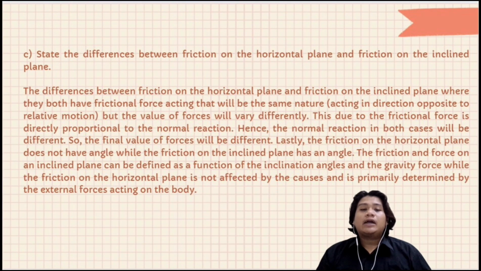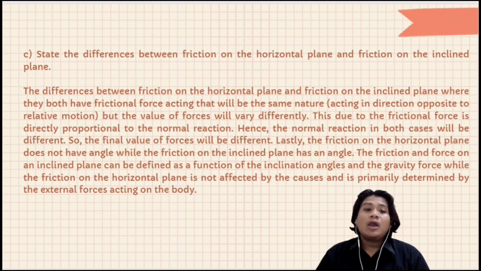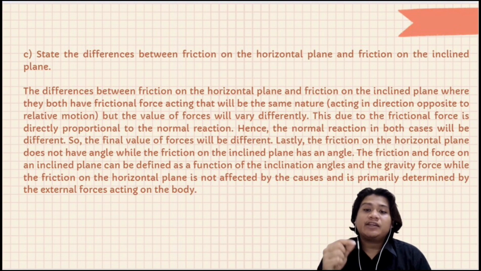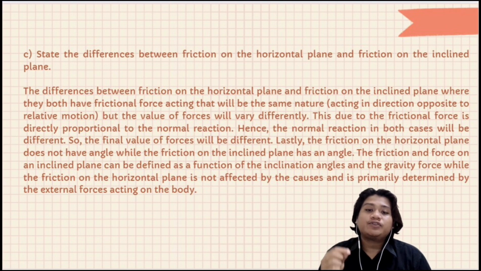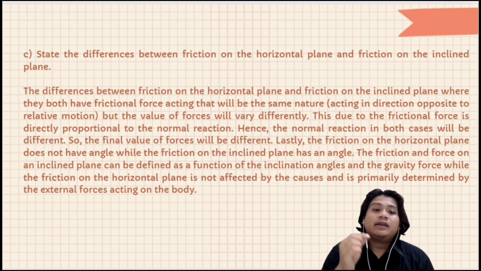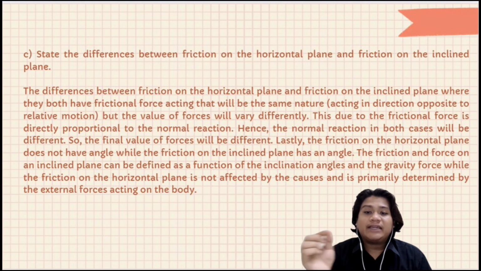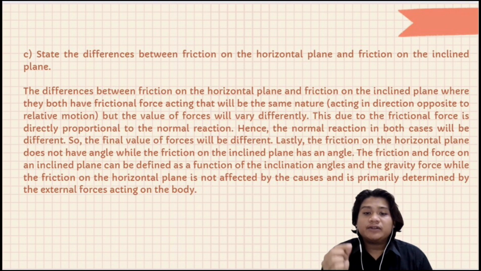So, question C, state the difference between friction on the horizontal plane and friction on the inclined plane. They both have frictional force acting that is the same in nature, acting in the direction opposite to relative motion. But the value of the forces will vary. This is because the frictional force is directly proportional to the normal reaction. Hence, the normal reaction in both cases will be different, so the final value of the forces will be different too.